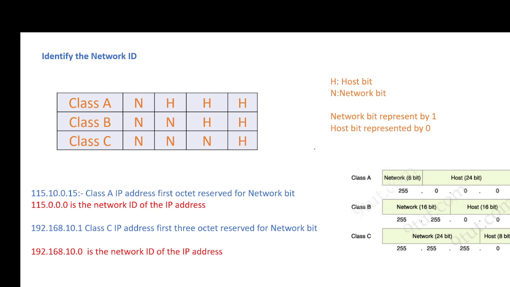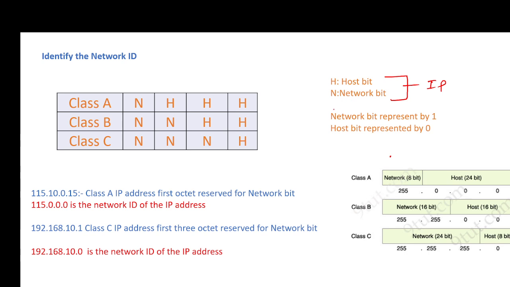See, that is a very important question. Okay, since I already told you, IP means this host bit plus network bit is called an IP address. H means host, meaning the number of computers. N means network, that means the number of networks.